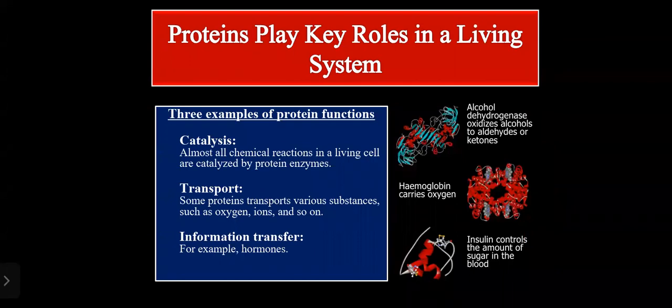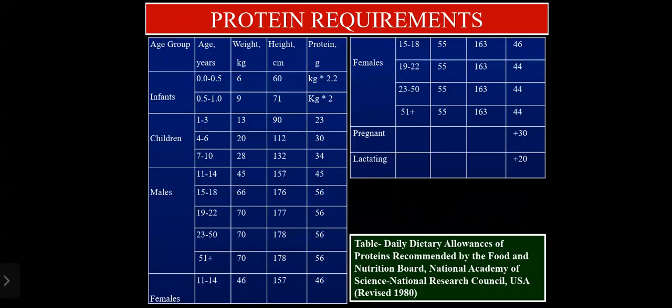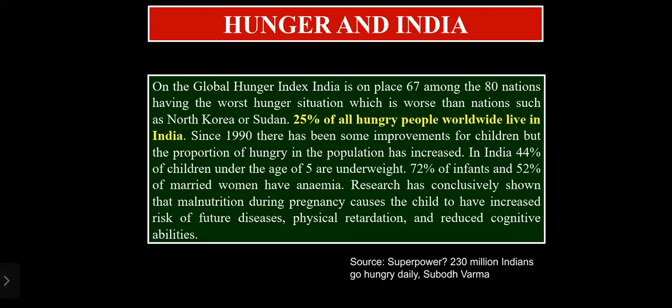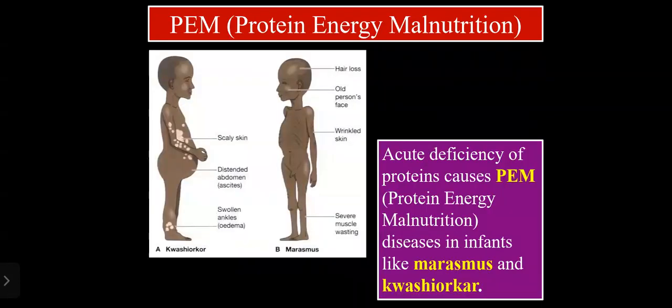Proteins are macromolecules formed by amino acids. Proteins are the ultimate players in the processes that allow an organism to function and reproduce. An average adult requires 46 to 56 grams of proteins per day. It is unfortunate and a sad reality that 25% of all hungry people worldwide live in India. In India, 44% of children under the age of 5 are underweight. Out of these underweight children, many suffer from protein energy malnutrition diseases like marasmus and kwashiorkor.